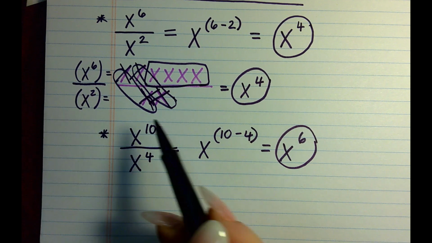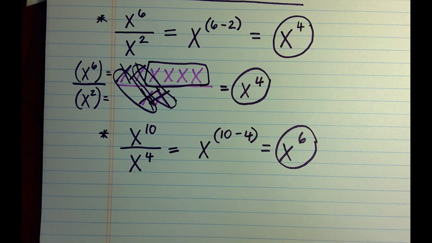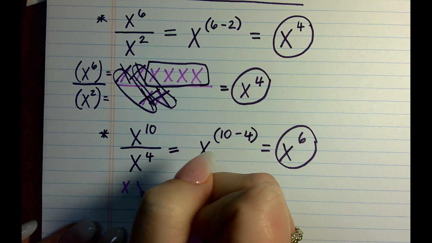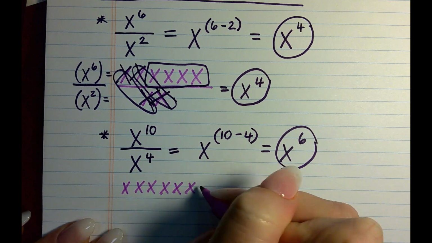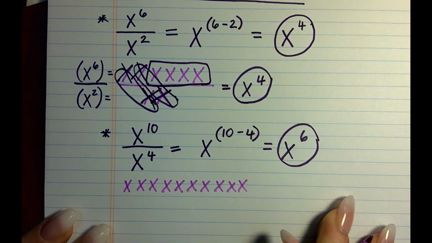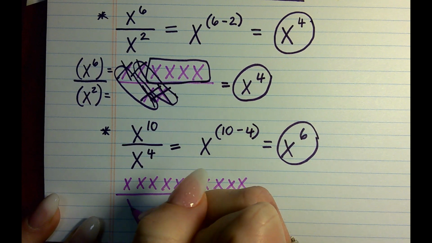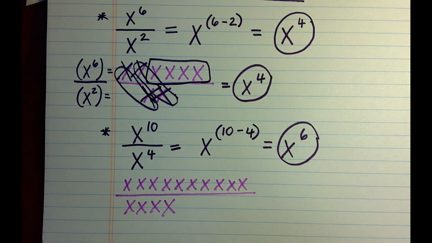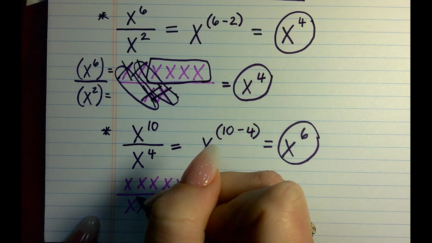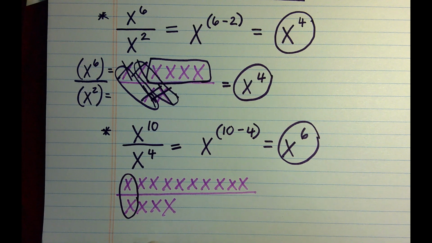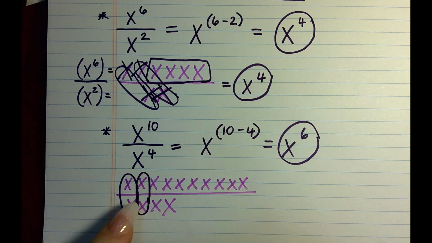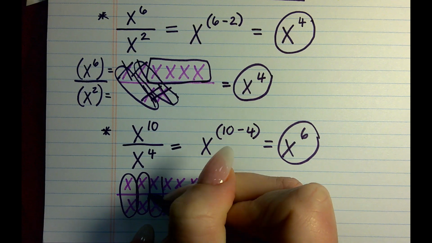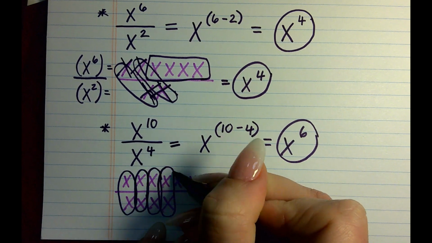We could also draw out 10 x's on top, 4 x's on bottom. When we cross them off, you'll see what's happening. 1, 2, 3, 4, 5, 6, 7, 8, 9, 10. 1, 2, 3, 4. The reason we can write it as subtraction is because for every x on the bottom, we take away an x on top. Since there's one x here, I'm taking away one on top. Since there's another x here, I'm taking away another x on top. Since there's another x, we take away another, and we take away one more.